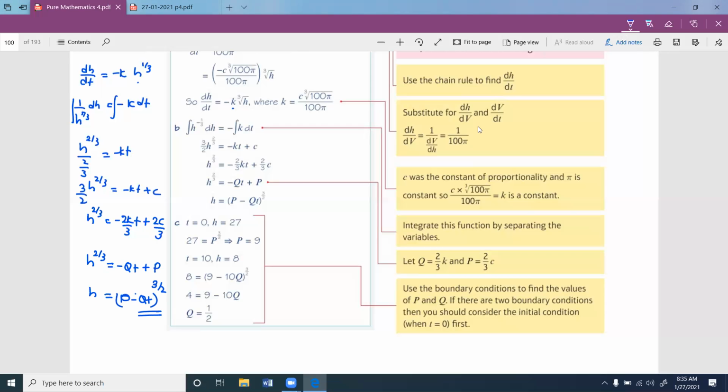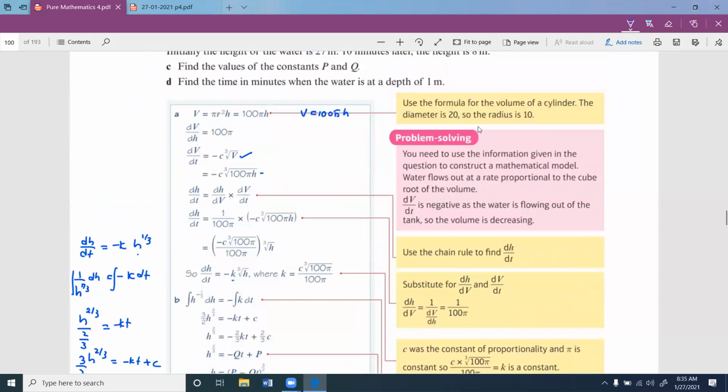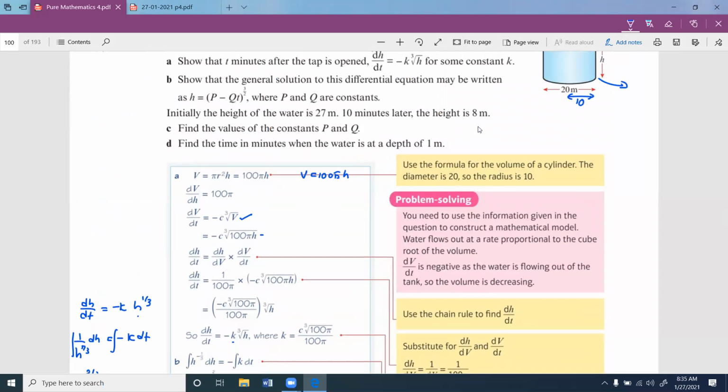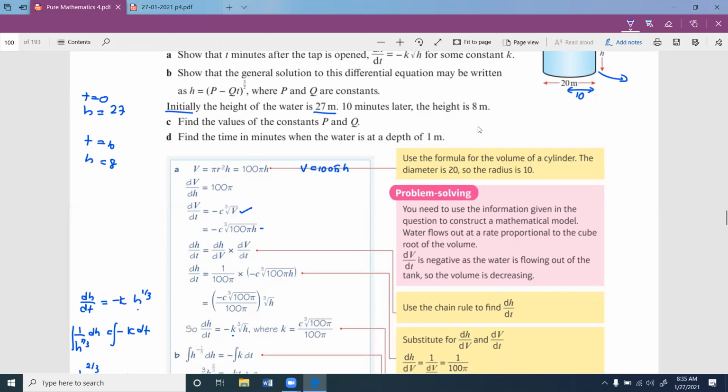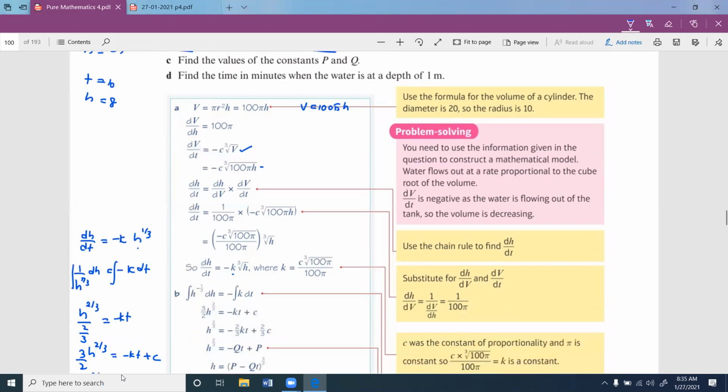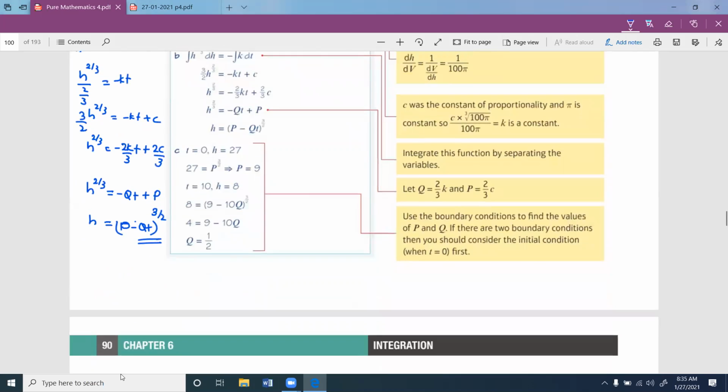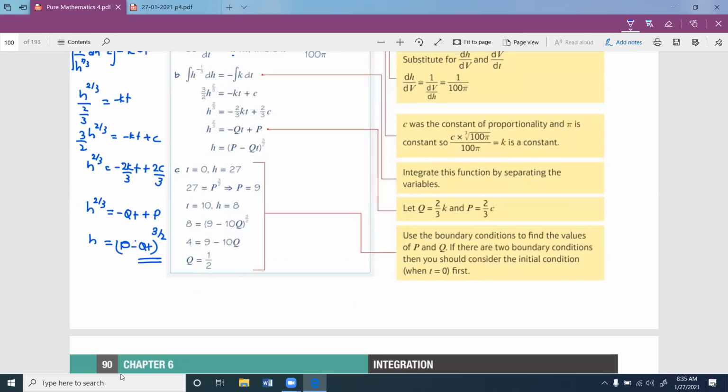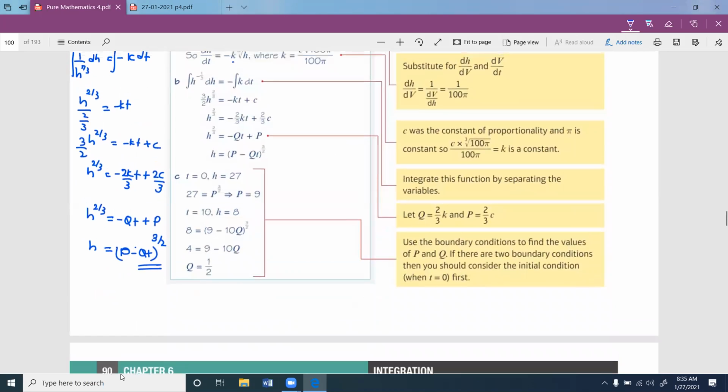Then what they want is, initially the height of water is 27 meters. So when t equals 0, h equals 27. Ten minutes later, when t equals 10, h becomes 8. Then you can replace these figures into this equation and you can obtain the values for p and q. You can get these answers and find the values for p and q. That's what they have given.